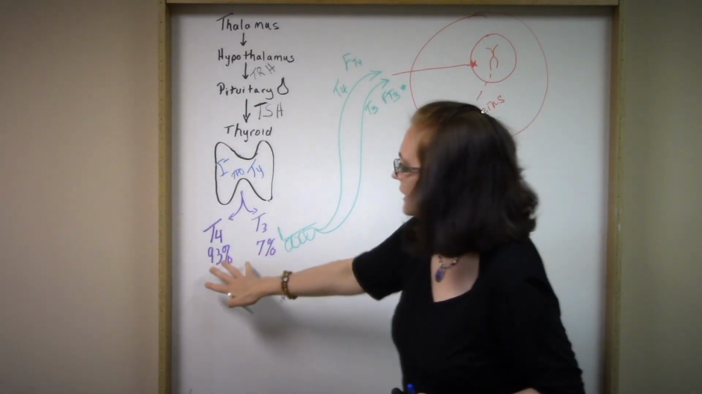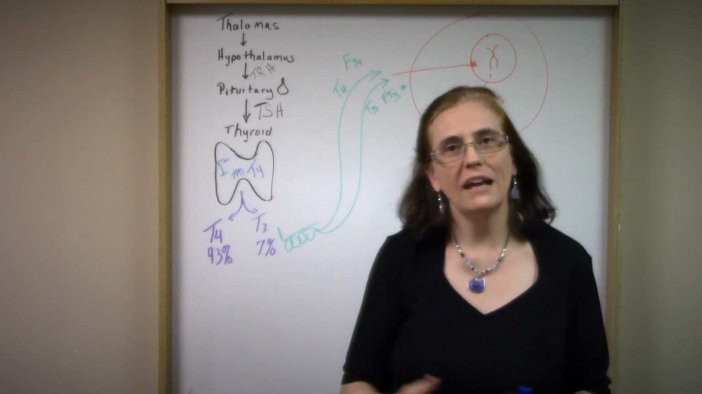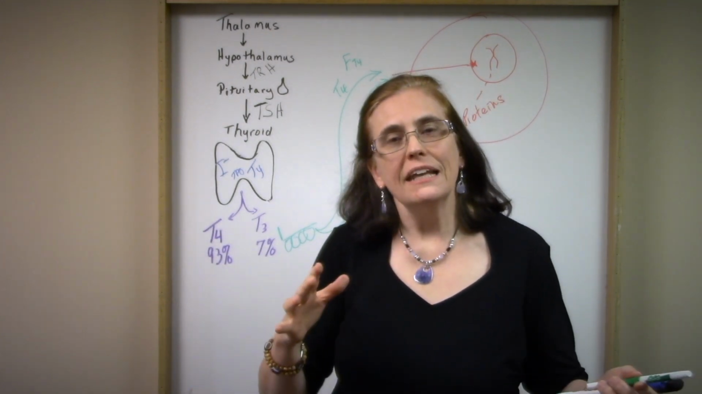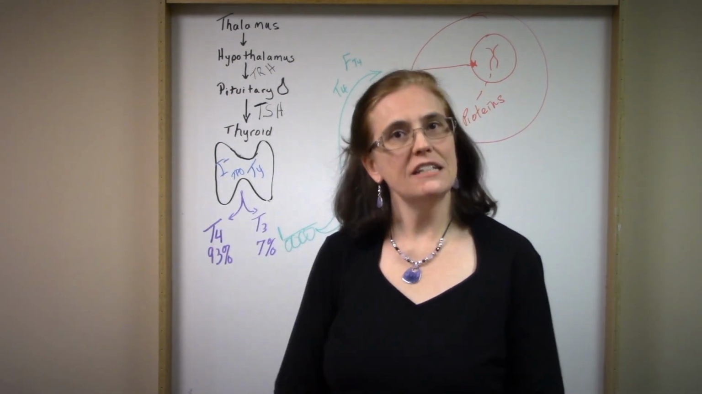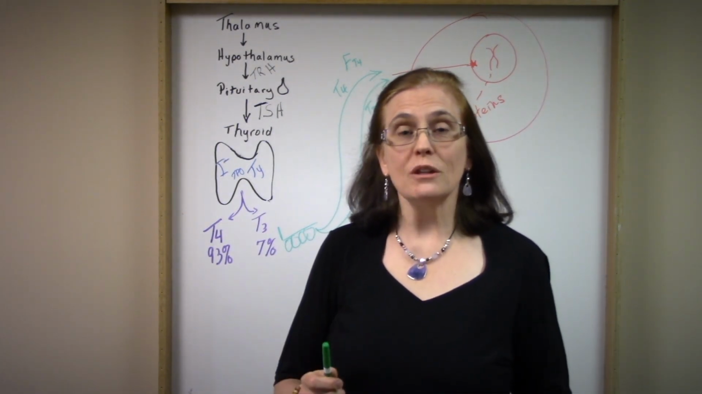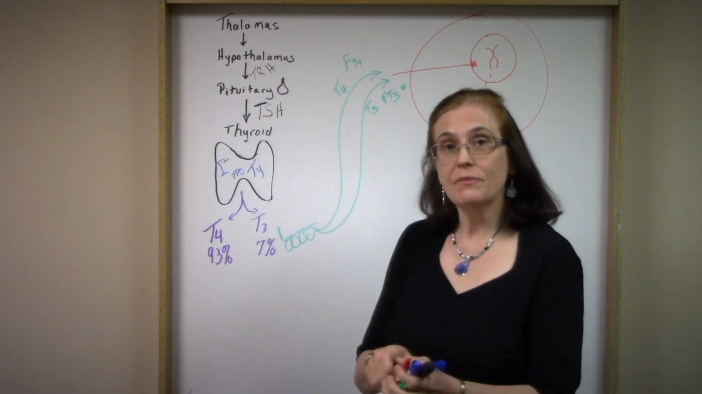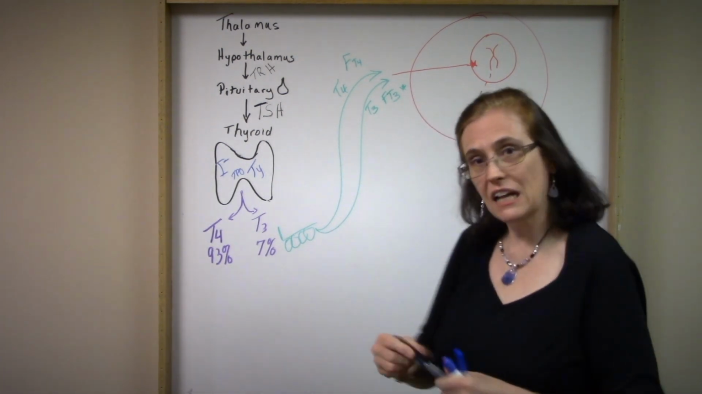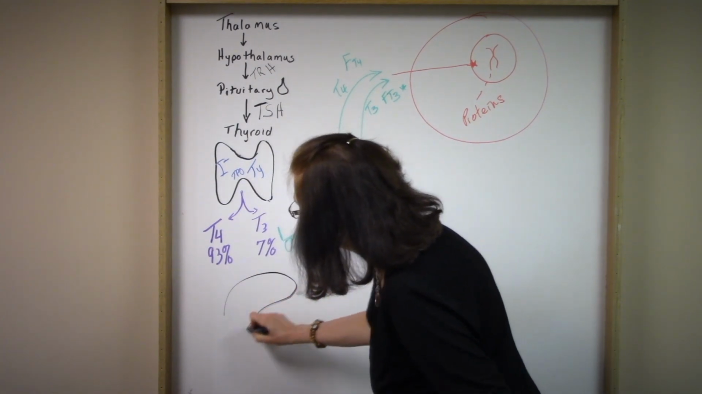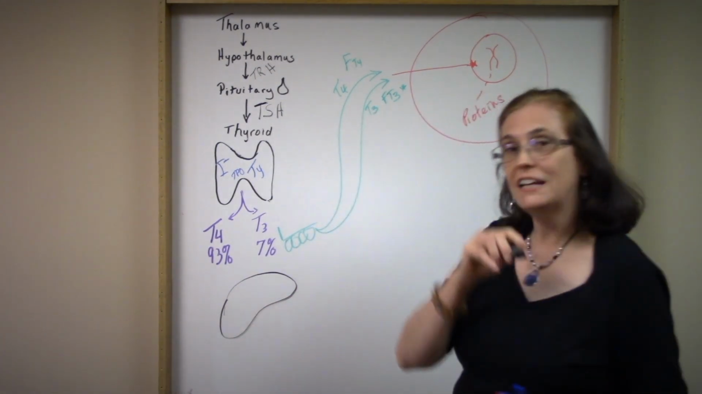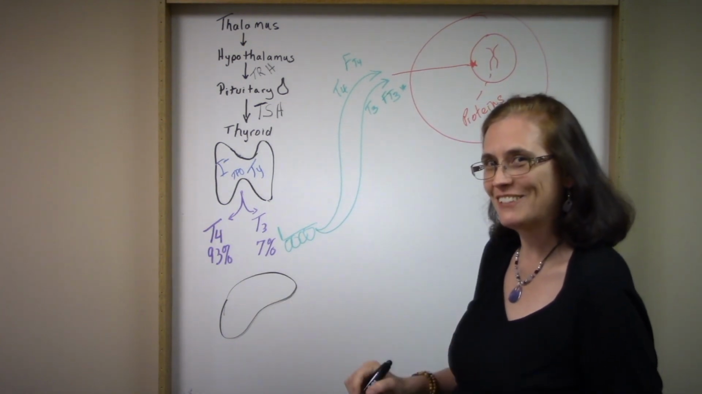Now, remember when I said 93% of the hormone that we make is actually T4? But our body has the ability to convert the T4 into T3 out in the tissues. The main tissue where this happens is actually the liver, and it also happens in the muscle and in the gut as well. So 60% of the conversion of T4 into T3 happens in the liver. That's my picture of the liver right there.